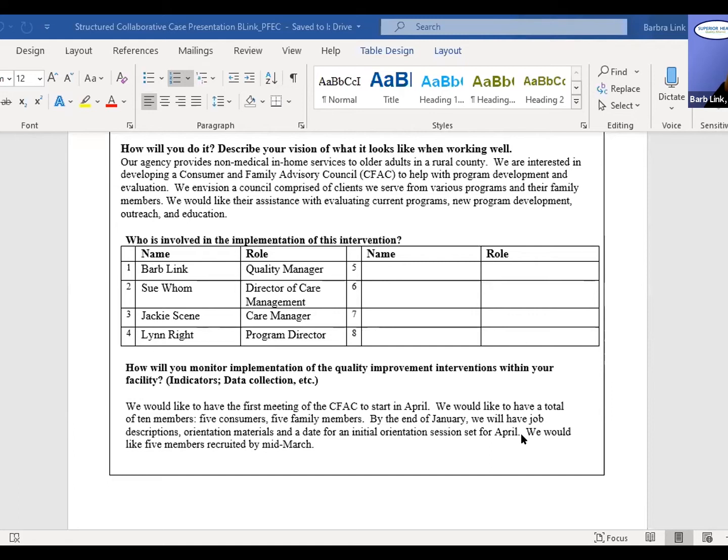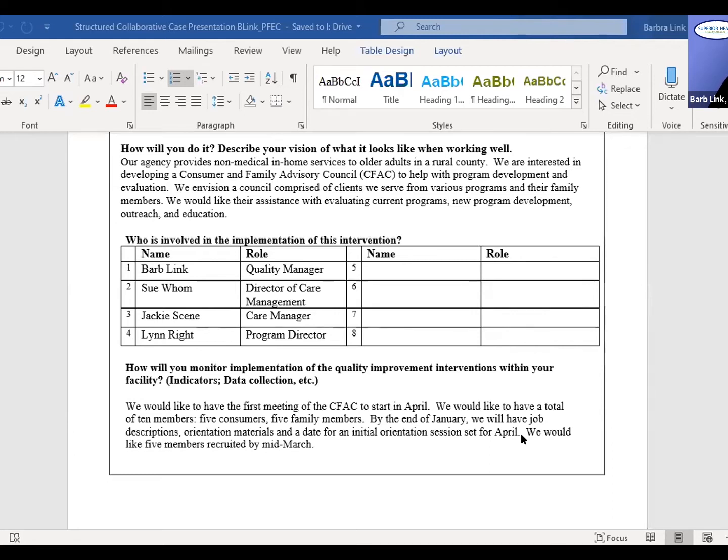And we really would like to have 10 total members. We'd like to have 5 consumers, and then 5 family members. And they don't have to be necessarily related to each other, but we're sort of looking at the people who are actually using the services and then the people who provide assistance to them.